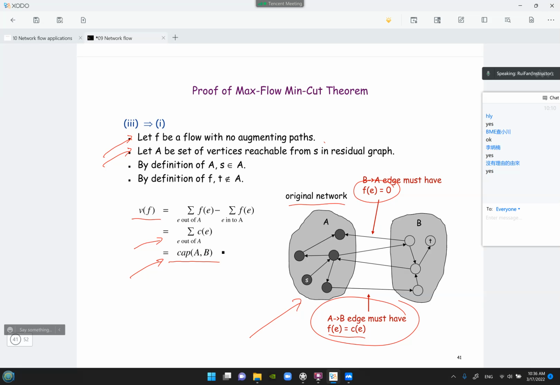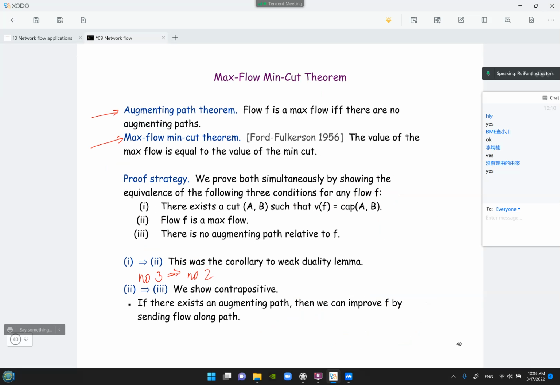All right. So now we've shown that all of these statements imply each other, and so they're all equivalent. And so, as we said, this proves both the augmenting path theorem and the max flow min cut theorem. In particular, it shows that Ford-Fulkerson gives you a max flow, because Ford-Fulkerson keeps on running until you cannot find augmenting paths anymore.